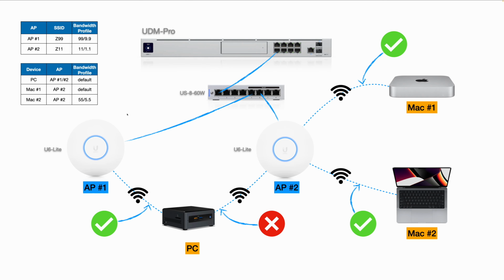Let's go back to the diagram. You can see I also list the information here for the 2 AP. What are their SSIDs and what are the default bandwidth profile. And for the 3 computers, sometimes I use the default bandwidth profile, sometimes I use the customized one. We will talk about the details later in the video. Now let's talk about several things that people either get confused or have some misunderstandings.